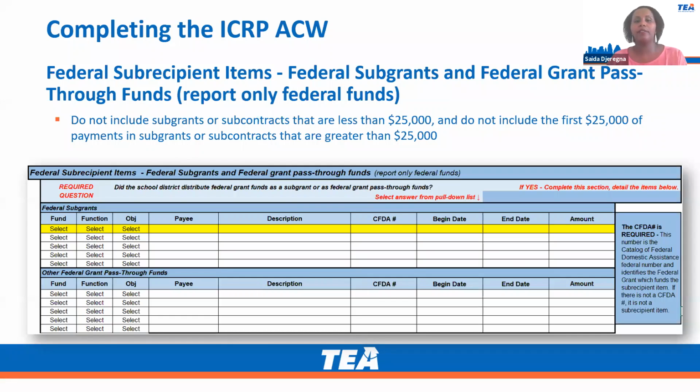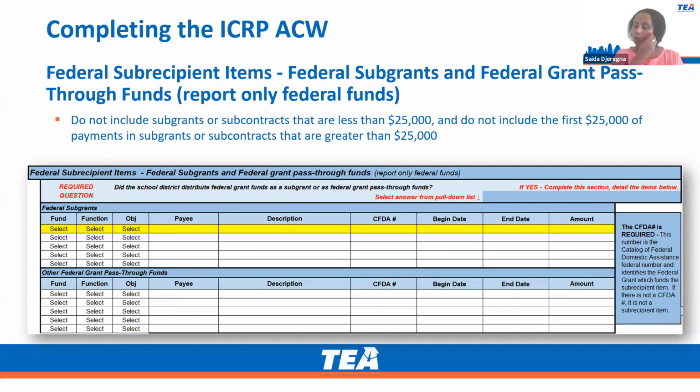Next, we have the federal subrecipient items, federal subgrants and federal grant pass-through funds. A subrecipient item is the disbursement of federal grant funds by the district to another entity to carry out a portion or all of a federal grant program. A subrecipient, or the payee, is the entity to which you distribute funds in a subgrant.